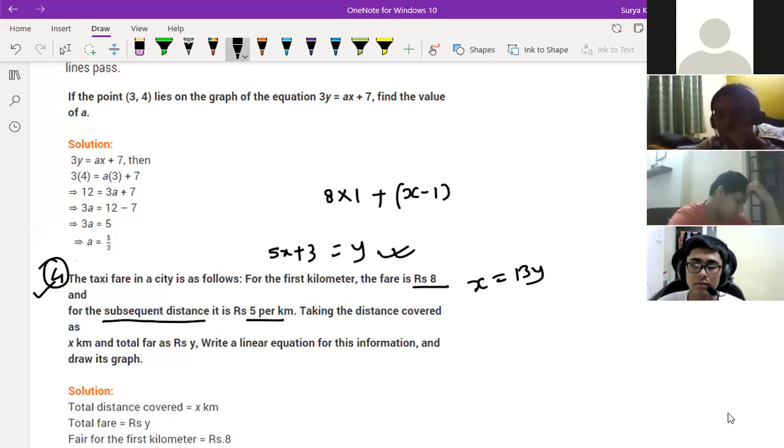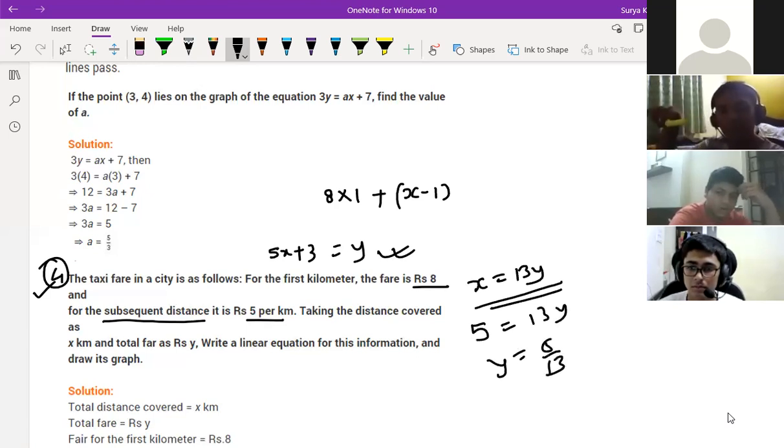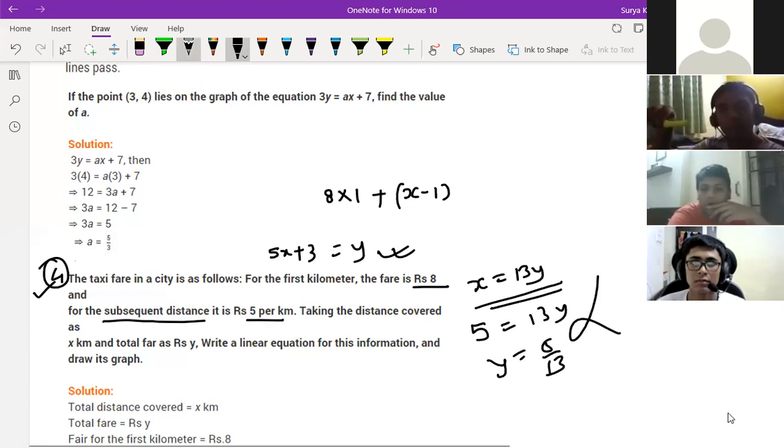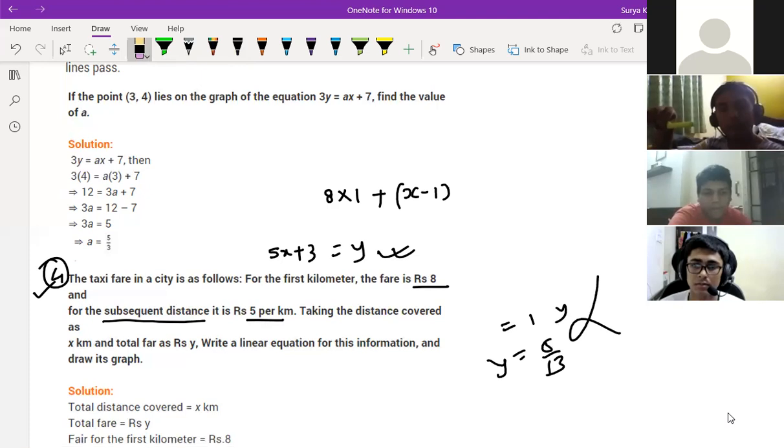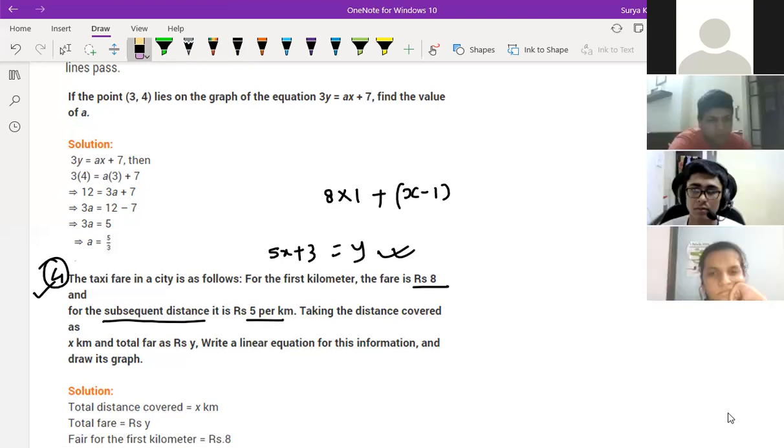Yes, sir. How will this come? And how will 13 come? X will be, suppose you are going 5 kilometers. So what is the answer? Then y is what? 5 by 13, like that you are saying. This is completely wrong, no? If you write x is equal to 13y, and you go 5 kilometers, what is the answer? 5 by 13. Nihar? No, sir.